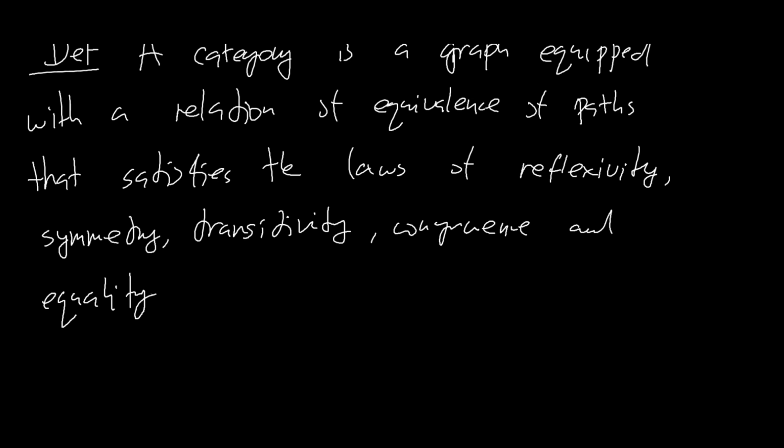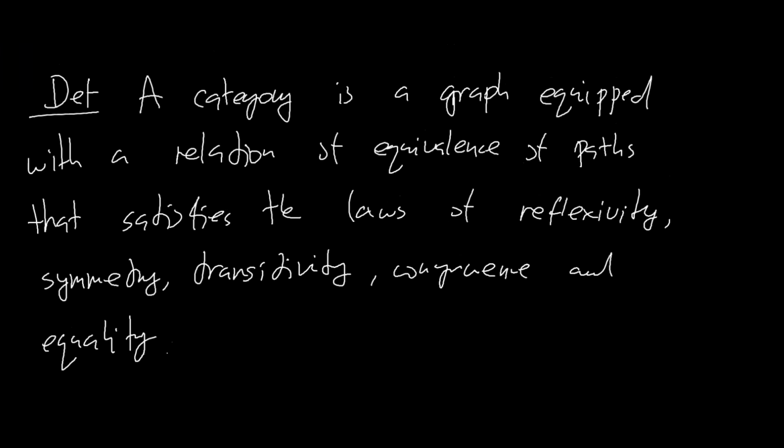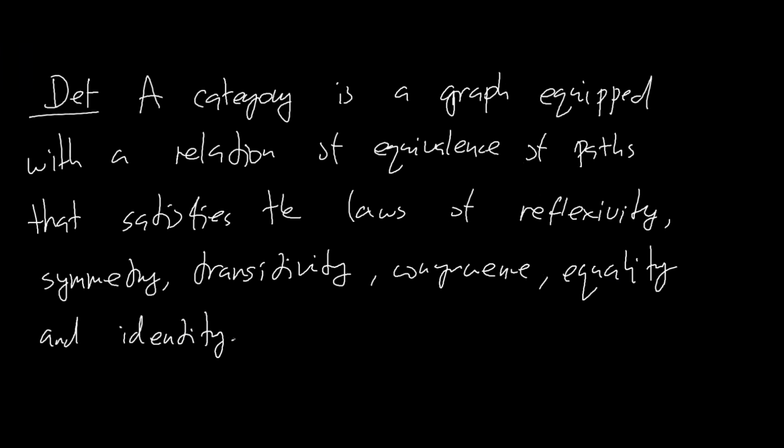And I now realize that I might have forgotten one more law. There is one more law that I forgot about. I'm sorry about that. And the reason why I forgot about this is because we didn't pay attention to a special case of paths, which are called the empty paths. So I want to add one more condition to this, which I'm going to explain right now. So we've got reflexivity, symmetry, transitivity, congruence, equality, and one more law. And we're going to call this law identity. And it is the following.